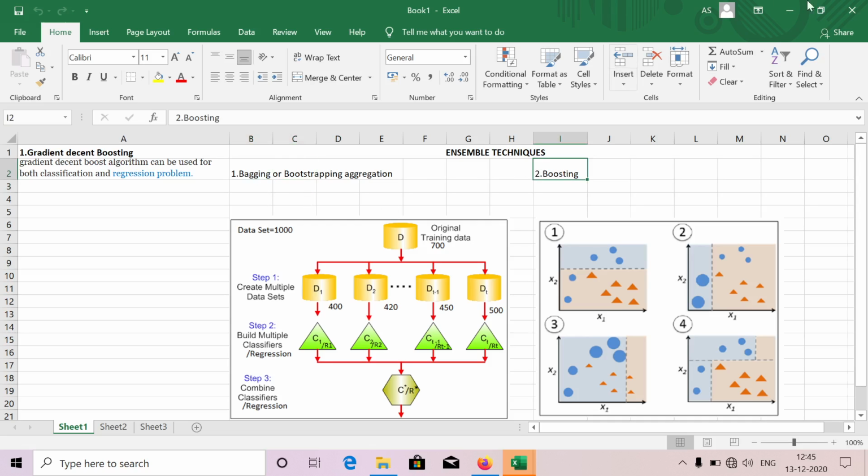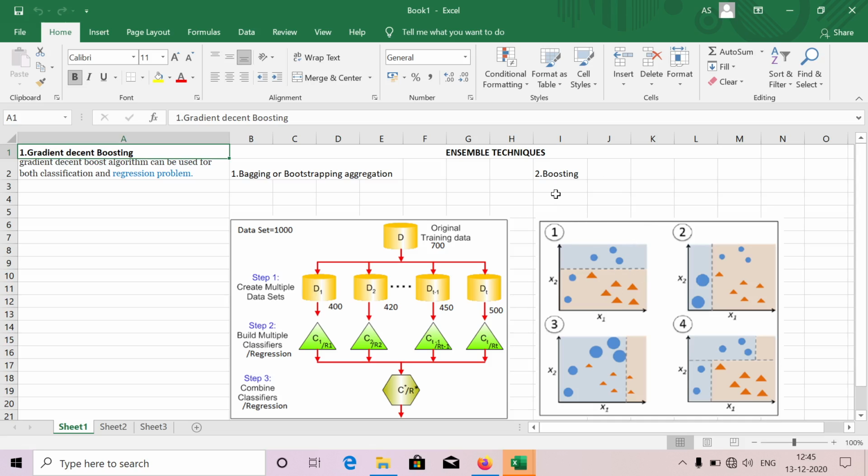Today we mainly need to discuss the boosting technique. Previously we discussed AdaBoost, which you can see in my previous videos. Right now we are discussing the second technique, gradient descent boosting. Next we have another technique, XGBoost, which we will discuss in the next sessions. Here we'll understand how the boosting algorithm works.